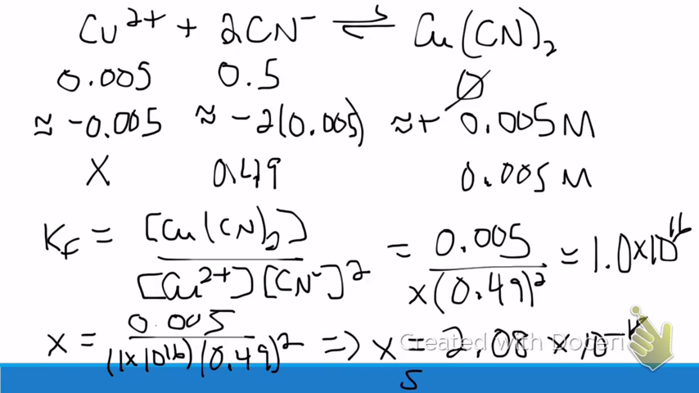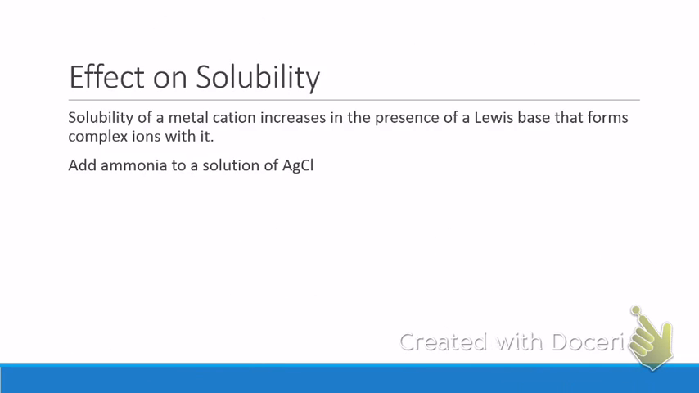So that's a very, very tiny, super small value of concentration of copper that is left over. Pretty much all of our copper is converted to the complex ion, the copper cyanide. So how do these complex ion formations affect the solubility of other compounds? The answer is that usually the solubility of a metal cation will increase in the presence of a Lewis base that forms complex ions with it.